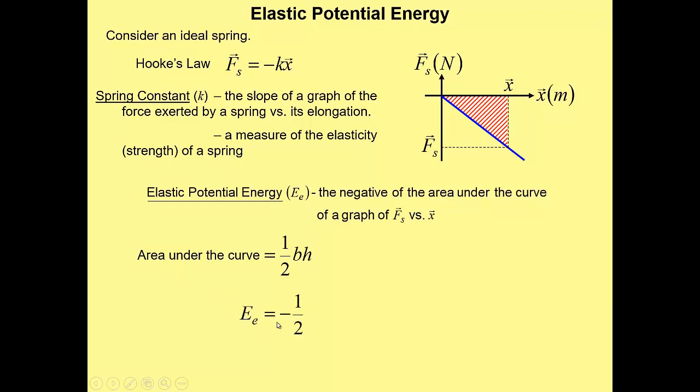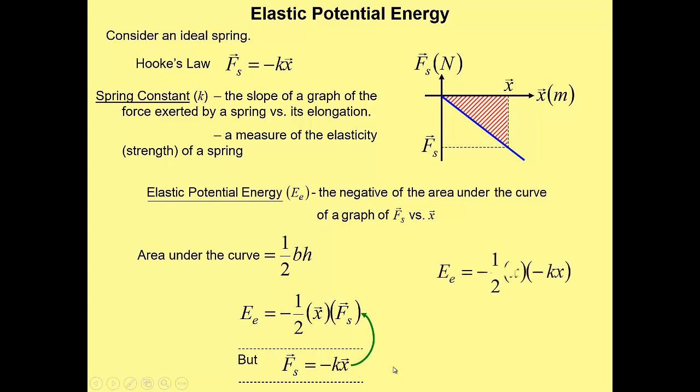So the elastic potential energy will be negative 1/2 times a base of, how big is the base of this triangle? It's x big, the elongation. The height of this triangle is F sub s. We're not done yet, because if it's an ideal spring, and that's what we're going to deal with in here, the force exerted by that spring is equal to negative kx, Hooke's law. So if we substitute that in for the force exerted by a spring, we get that the elastic potential energy is negative 1/2 times x times negative kx.